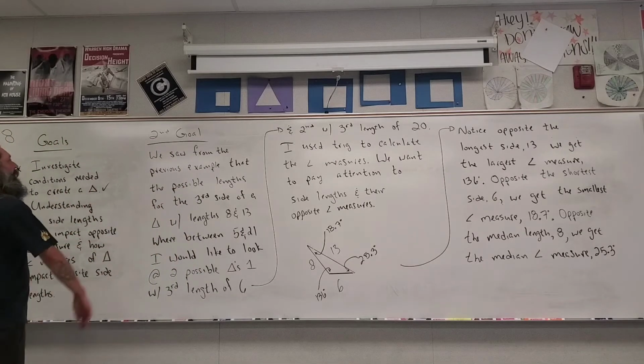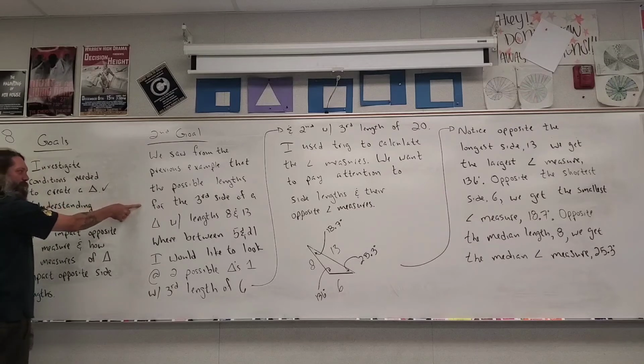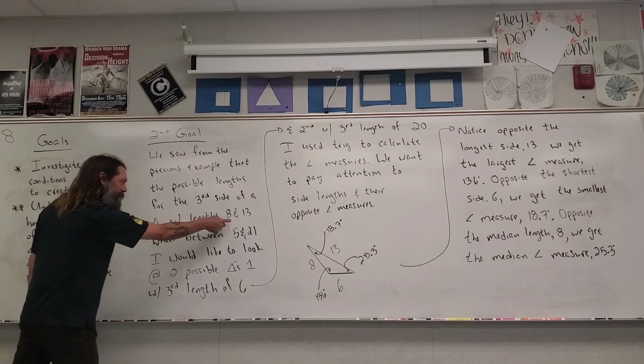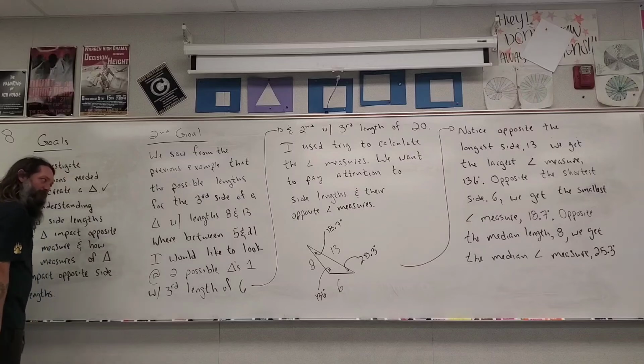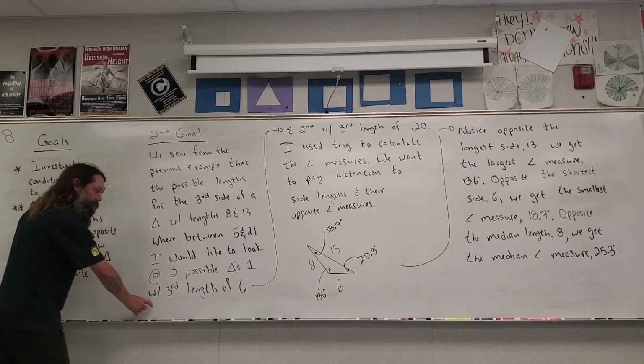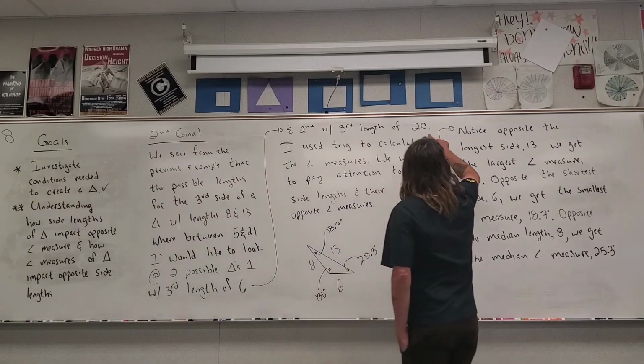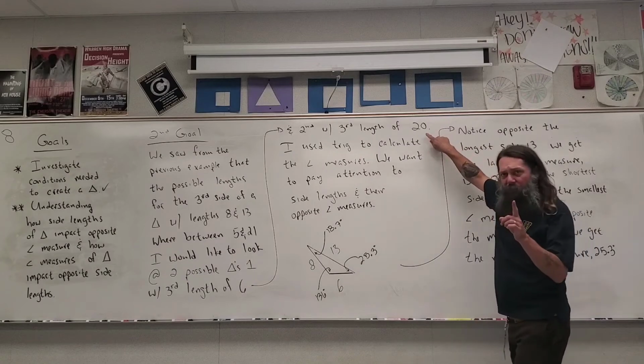So our second goal. We saw from the previous example that possible side lengths for the third side of a triangle with lengths 8 and 13 were between 5 and 21. I'd like to look at two possible triangles. One with a third side length of 6, a second with a third side length of 20. Okay, let me point something out real quick.